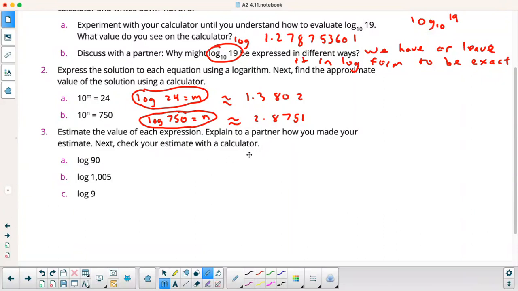All right, this one just says estimate the value. Okay. So I guess it wants us to just kind of do it by hand. 10 to what power equals 90. So if I had to estimate, I'd say it's a little bit less than 2 because 10 squared is 100. So I'm going to say 1.9 is my estimate. And then I can just type in log of 90 on my calculator, and I will get more accurate.